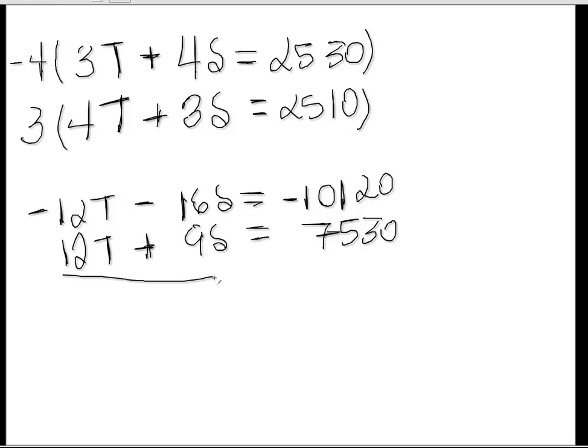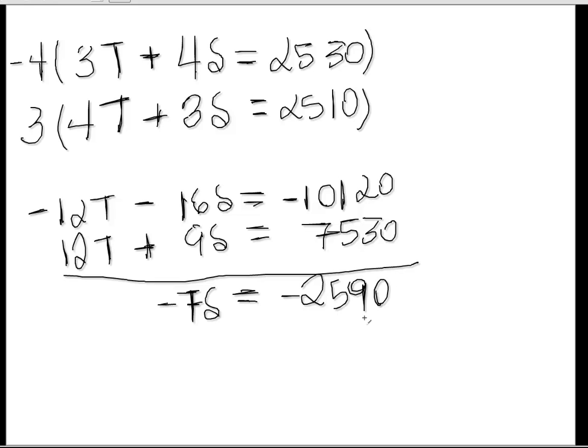So what I can do now is when I add these two equations together, the t's will eliminate. Negative 12t plus 12t is 0. Negative 16s plus 9s will give me negative 7s. And negative 10,120 plus 7,530 would give me negative 2,590. So to get s by itself, I need to divide everything by negative 7. And when I do that, I get s is equal to 370. So this tells me that the cost of the stereo is $370.